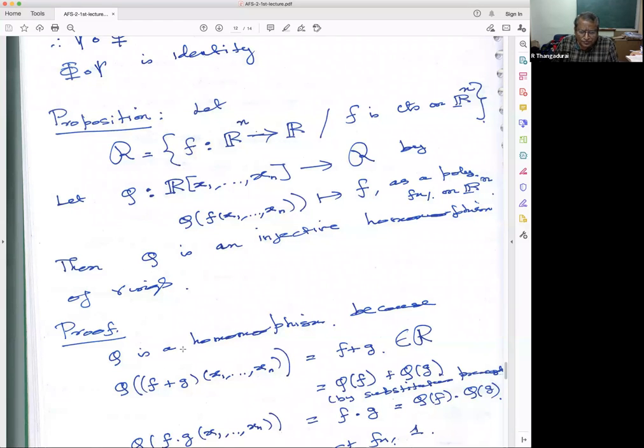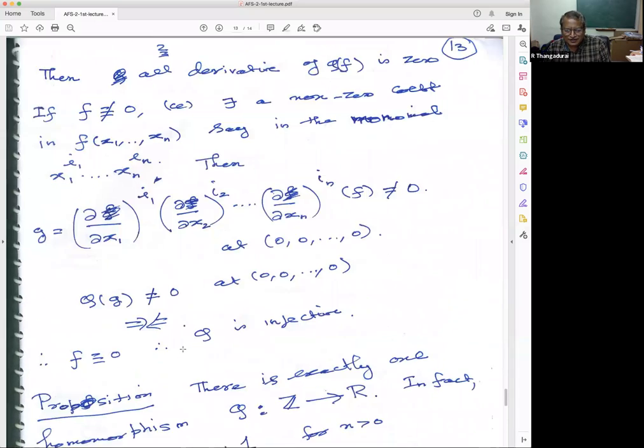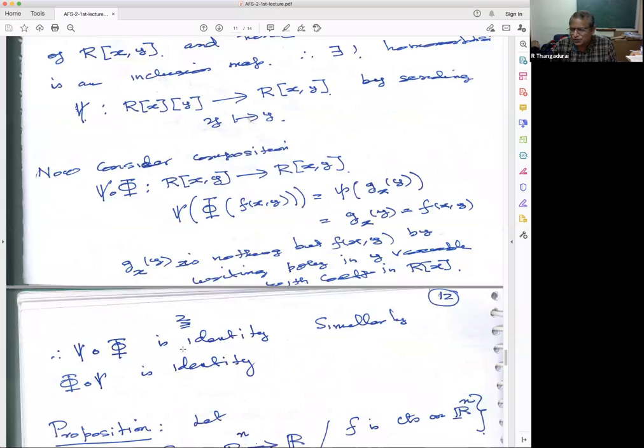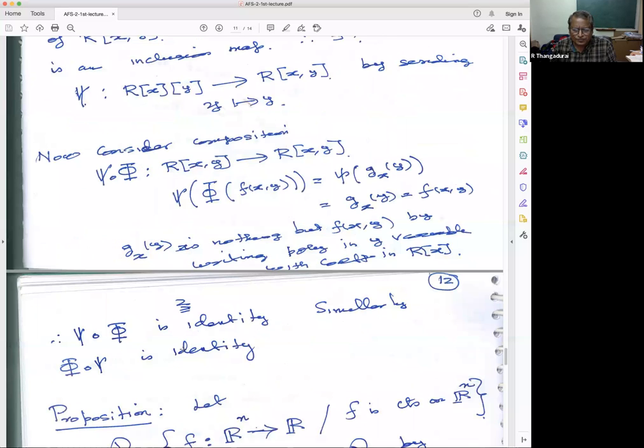What it says: phi is a map from the polynomial ring in n variables to the ring of continuous functions on R^n to R. We send any element of the polynomial ring, which looks like f(x1, x2, ..., xn), to the polynomial function f on R^n. This is an injective homomorphism of rings. This we have to check, and we will check it in the next class. So here the main point is the substitution principle. This principle will be used more often.